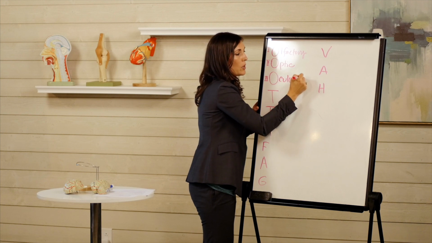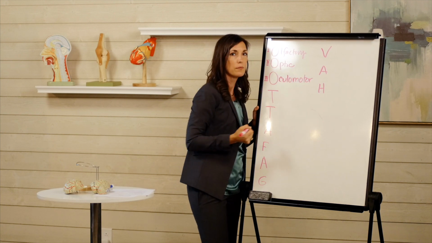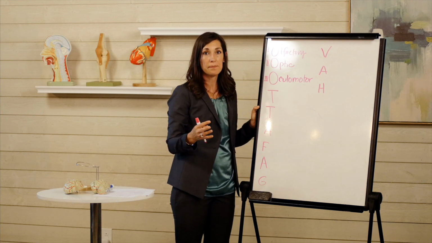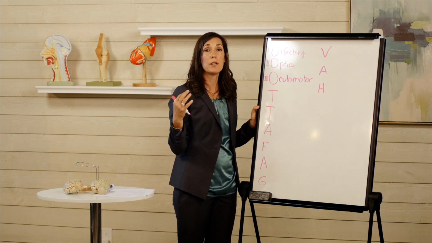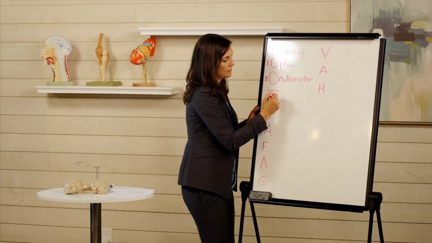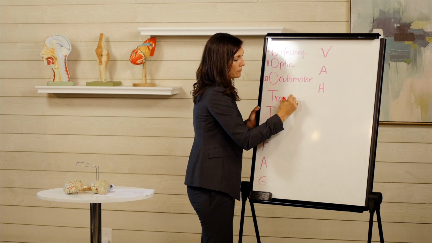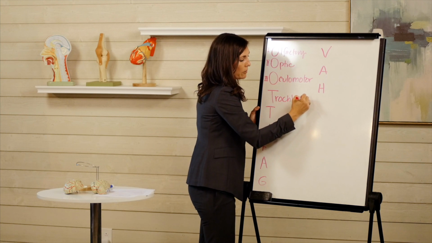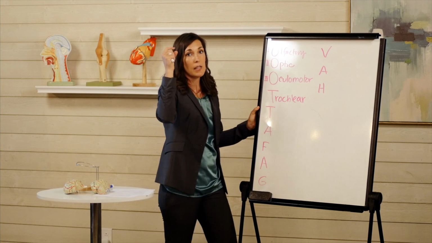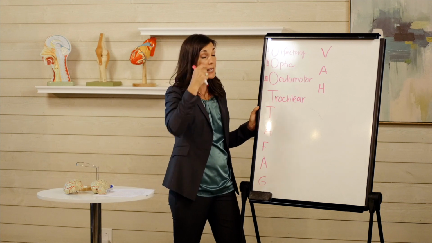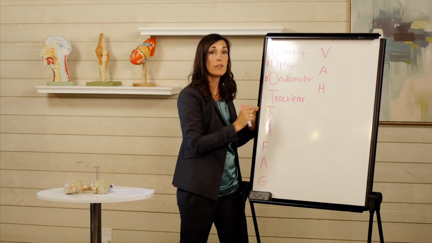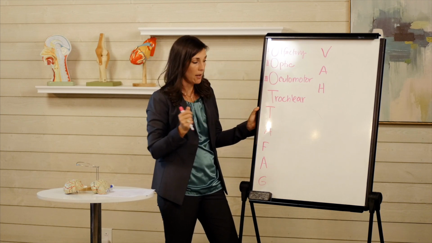Oculomotor. What do you think that might do? Oculo, eye, motor, movement. It deals with movement of the eye, vertical and lateral. Trochlear. Trochlea refers to a pulley, and the trochlear muscle of the eye actually runs through like a pulley system, and it is able to pull your eye in a diagonal direction. So the trochlear nerve deals with diagonal movement of the eye.